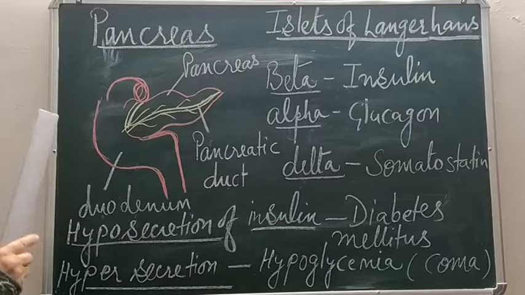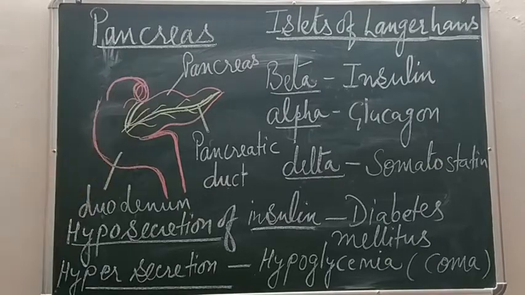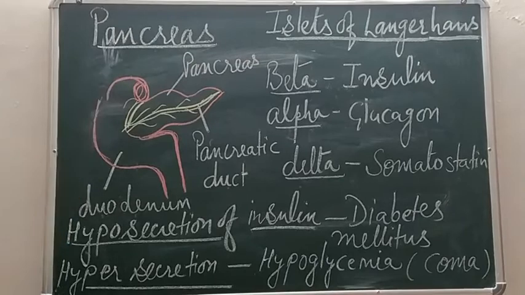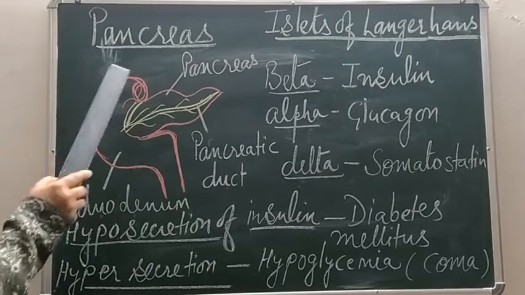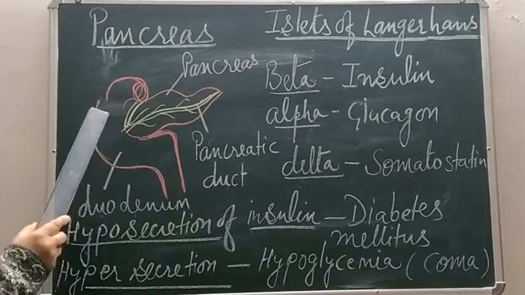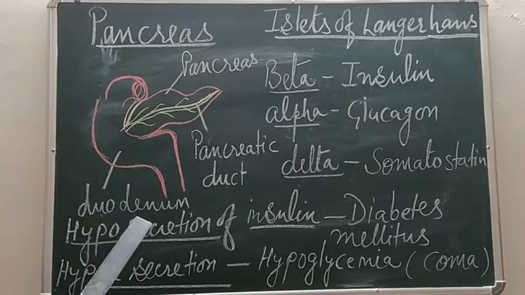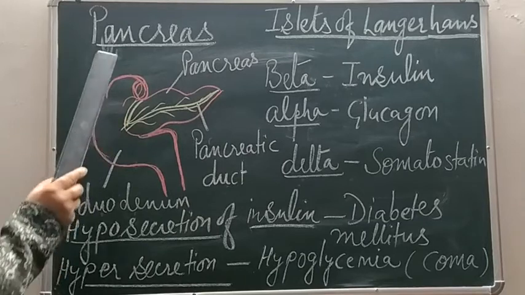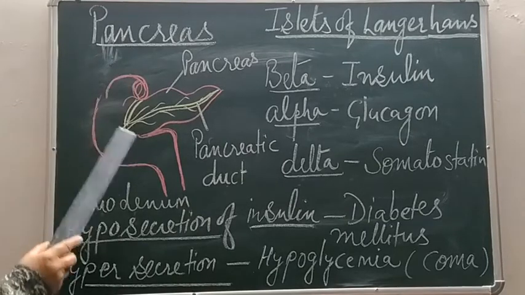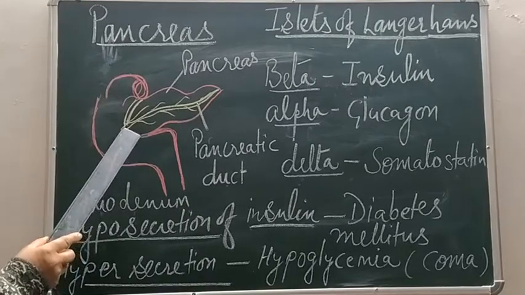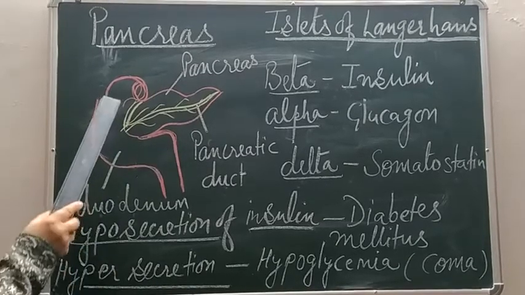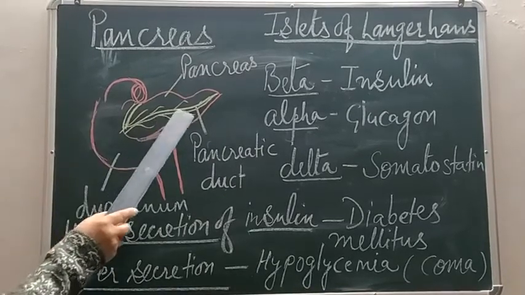Second endocrine gland is pancreas. First of all, the location of this pancreas. Where is this pancreas located? You all know that duodenum is the first part of the small intestine. So this pancreas is situated below the stomach and in the loop of duodenum.